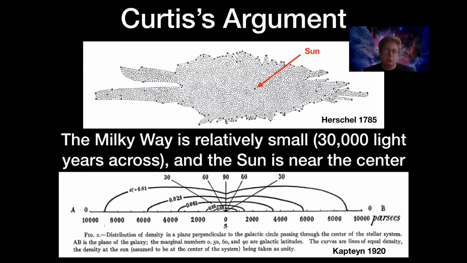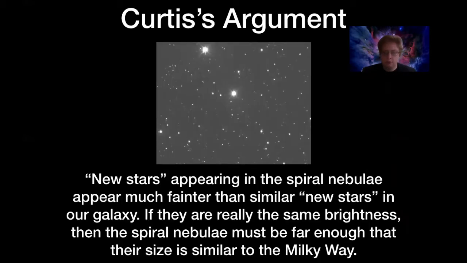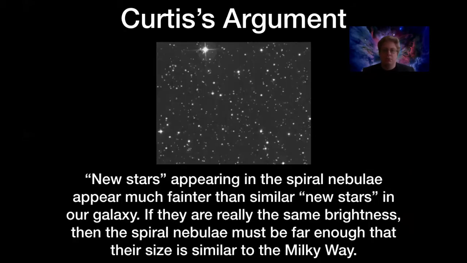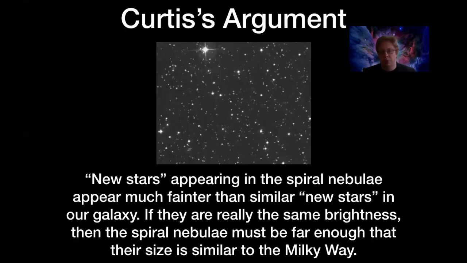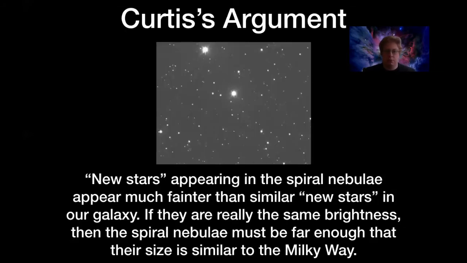So this figure on the bottom is a map made by Kapteyn. Instead of showing dots to show the stars, he's showing contours of the density of stars. And what he's finding is that most of the stars happen to fall within about 15,000 light years of Earth. So because the Milky Way is relatively small, now let's compare that to these spiral nebulae. Is it possible that these spiral nebulae are about the same size as the Milky Way?